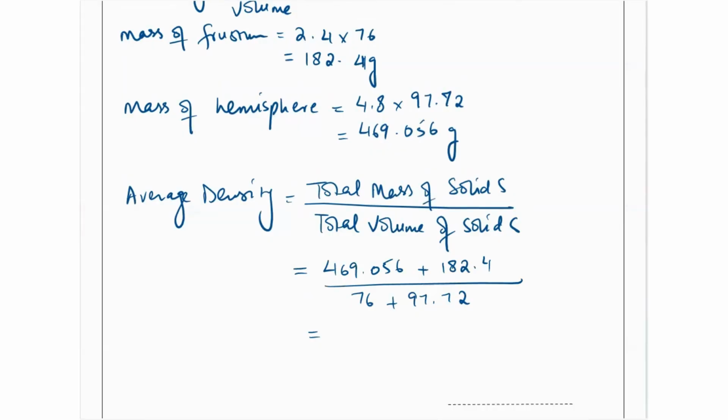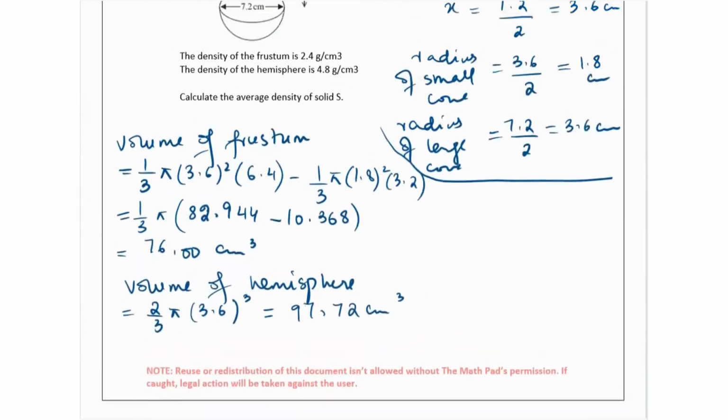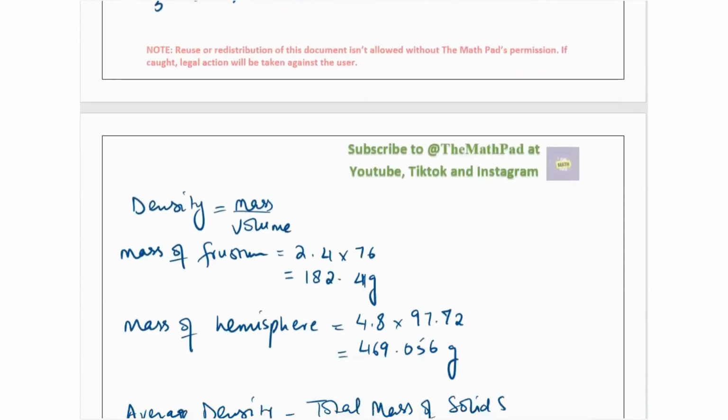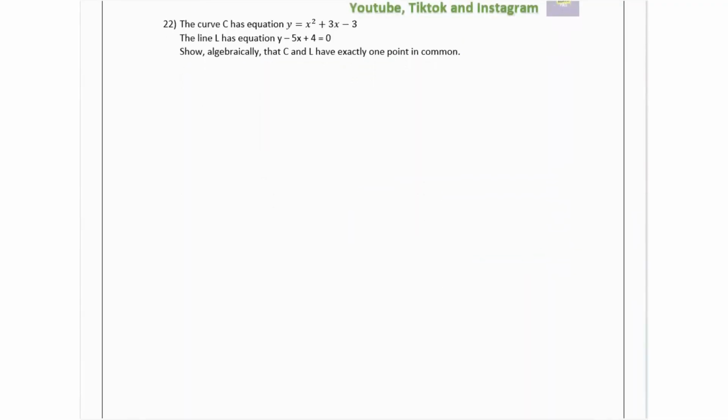469.056 plus 182.4 divided by 76 plus 97.72. That's coming out to be 3.75 grams per centimeter cube. I think they wanted the answer in 3 significant figures. They haven't specified it, so you just give it as 3 significant figures. So this is your average density.